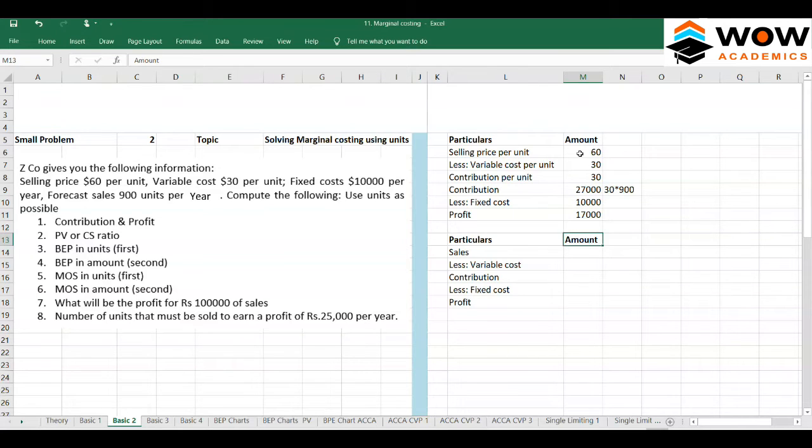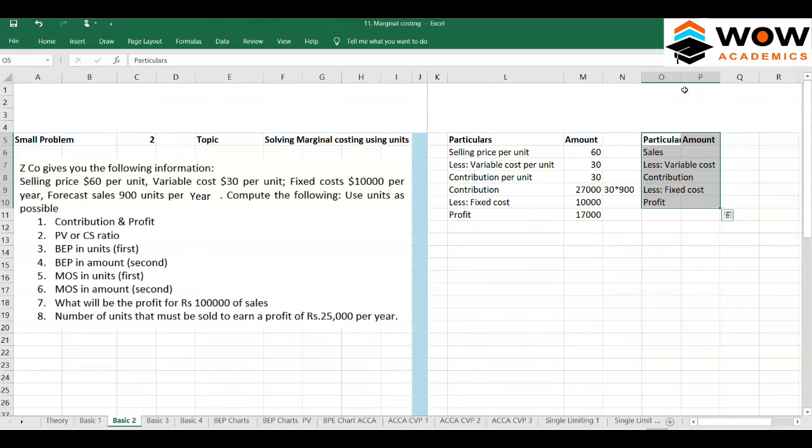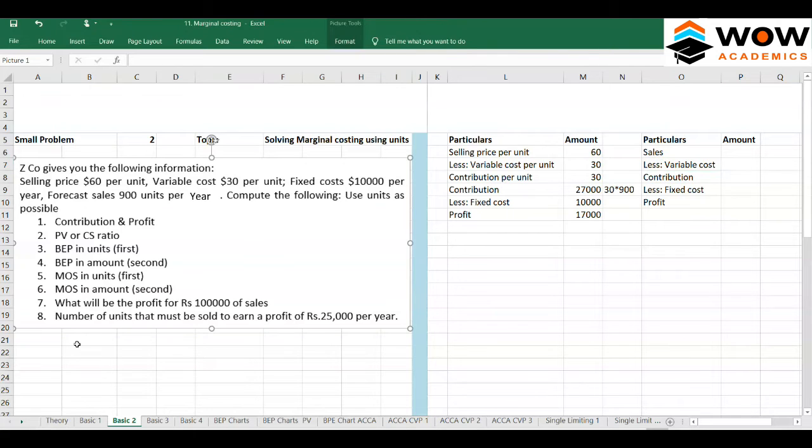If required, we'll use this format. If not required, we can just leave it. We don't need to work it out. Usually only when things are required we do it, or else we can leave it. So we'll start with these. What are these items here?